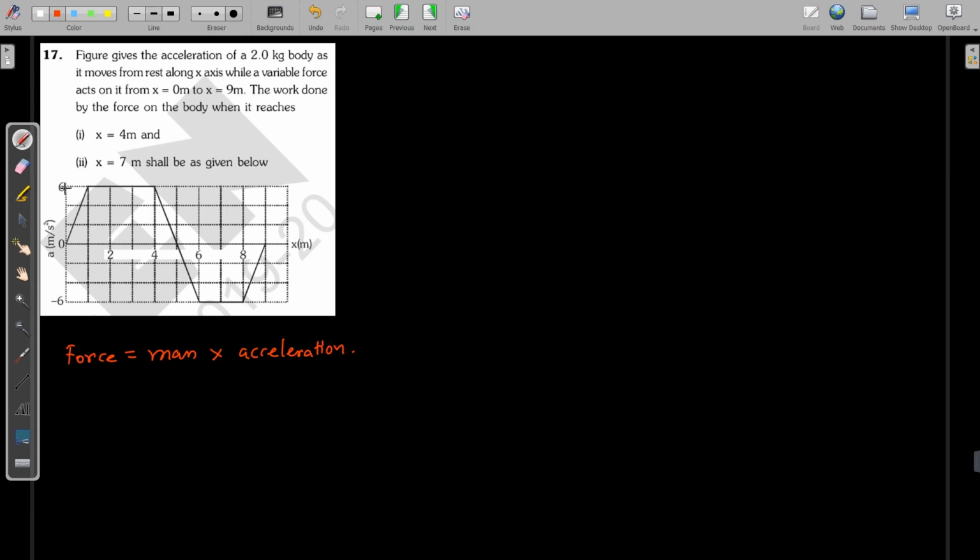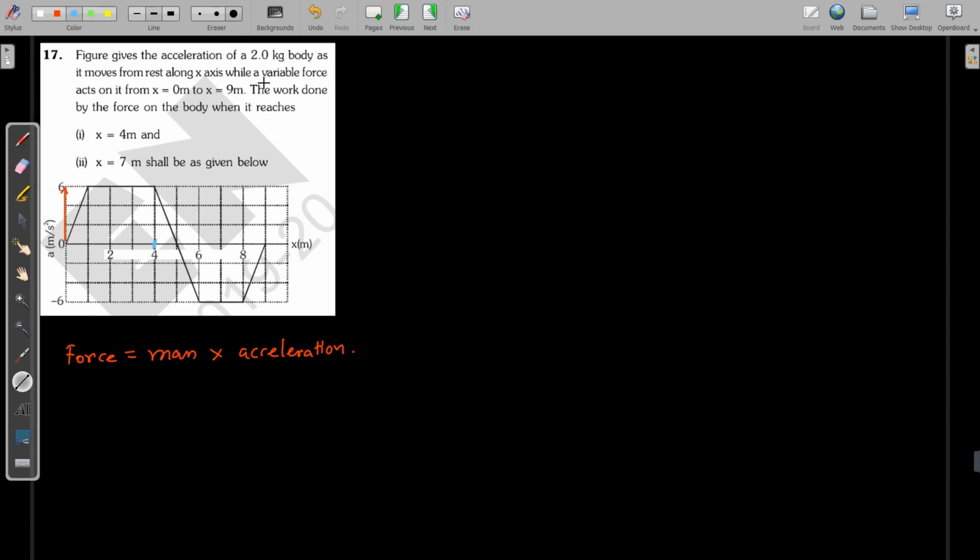See, this is the acceleration displacement graph given now. Can you see this graph? Okay. Now, force is mass into acceleration. So when I'm going to do the area, work done by the force on the body when it reaches x equal to 4. So for the force displacement graph, mass is given how much? 2 kg. So don't you think, if acceleration versus displacement graph is given, how can we get this? We can get it in the following manner.